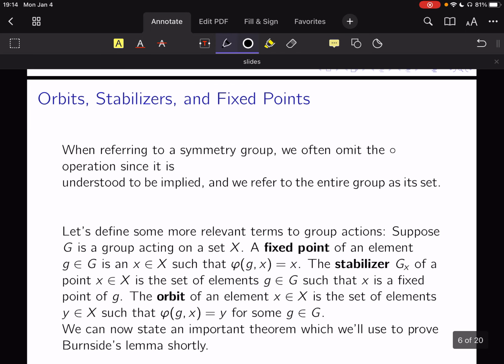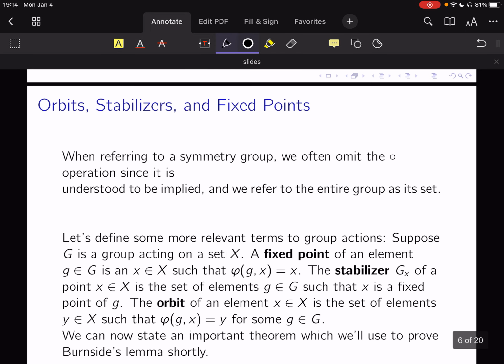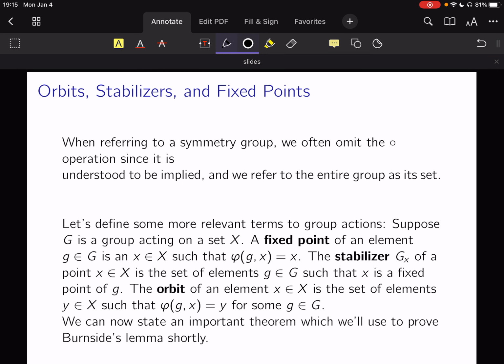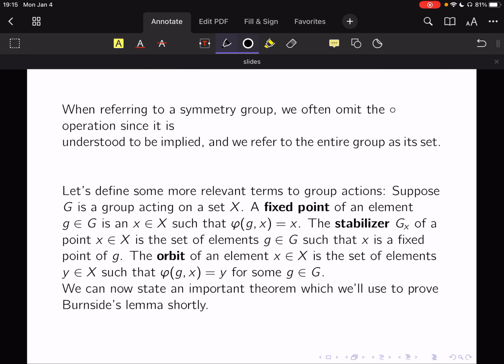So now that we've talked about group actions, we can talk about orbits, stabilizers, and fixed points, which are very important when we are solving problems with Burnside's lemma. When referring to a symmetry group, we often omit the circle or the composition operation because it's understood to be implied. So we refer to a symmetry group as just the set.